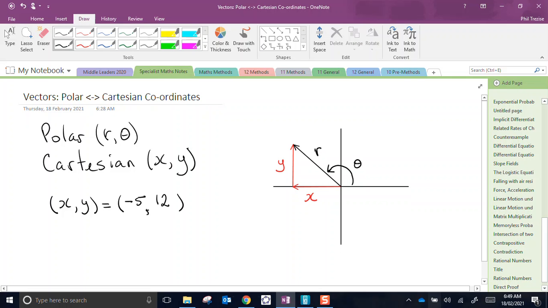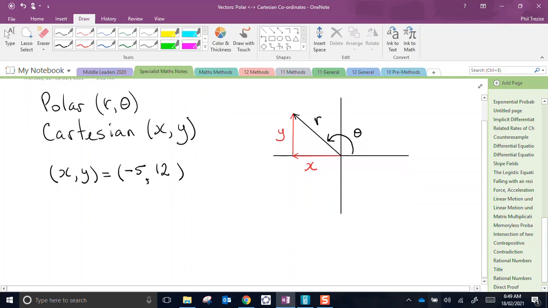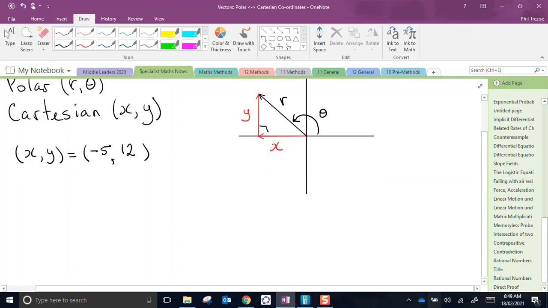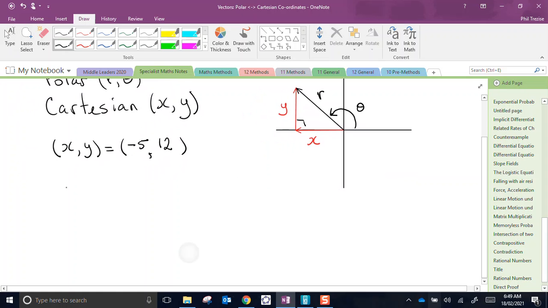Now, in order to calculate the value of r, we apply the Pythagorean theorem. Remember, this is a right angle triangle. So, first of all, let's go r equals the square root of x squared plus y squared, (-5). Don't forget to put brackets there so the square captures the negative as well. And there's no harm in putting brackets even when there's not a negative.